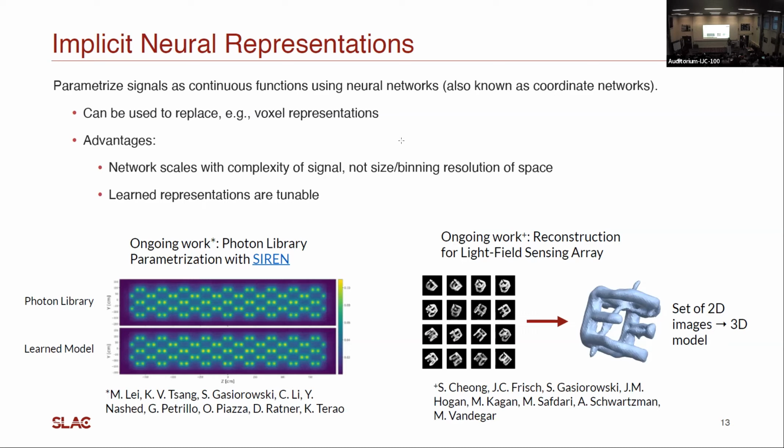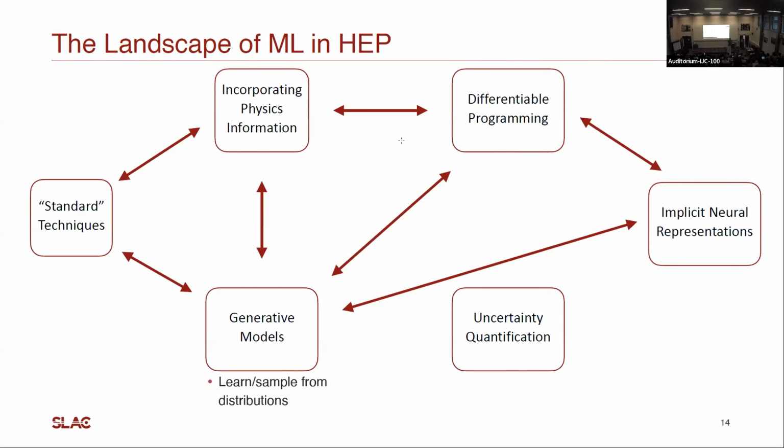More along the lines of this scene representation stuff that I've talked about, there's this light field sensing array thing that I've been working on, where the idea is to go from a set of 2D images to a 3D model, where the 3D model is represented by, again, these implicit representations. So kind of cool. And again, not very much used in HEP, so keep an eye out. So these top four all interact with each other very nicely. But then I wanted to talk also about these bottom two areas, which are very large, but you can also think about those interacting with the rest of the ecosystem as well, very much so.